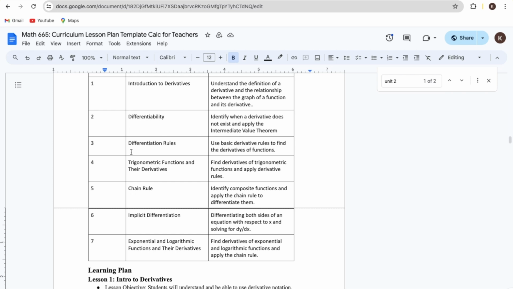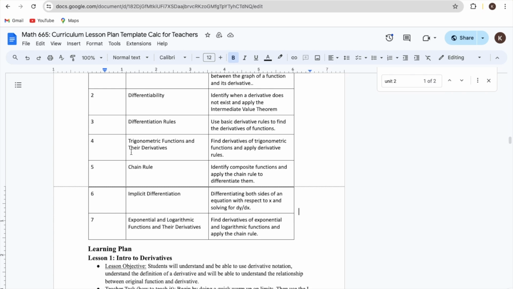Lesson 4 is trigonometric functions and their derivatives. This is where the kids are going to learn about the derivatives of trig functions. They'll also be graphing the trig functions and their derivatives to identify the relationships between the two. Lesson 5 is chain rule. Lesson 6 is implicit differentiation. And then lesson 7, the last one, is exponential and logarithmic functions and their derivatives.